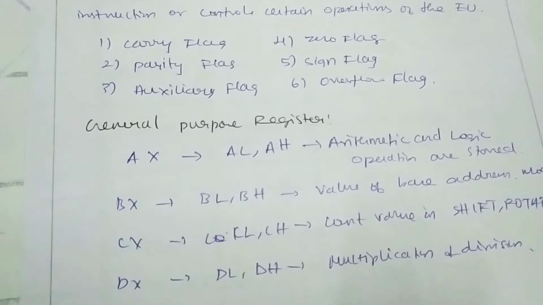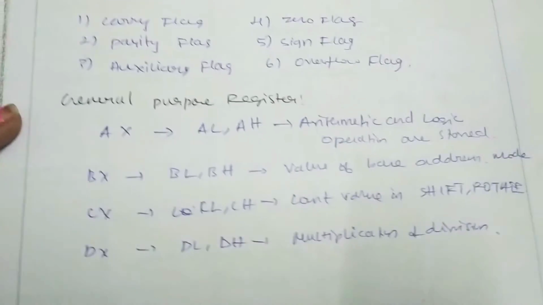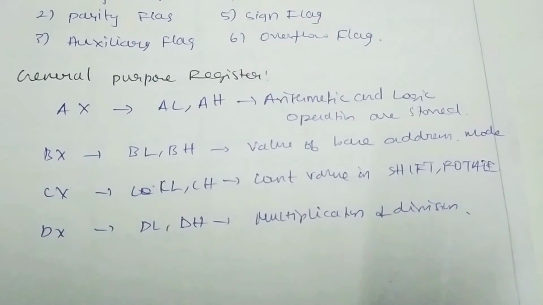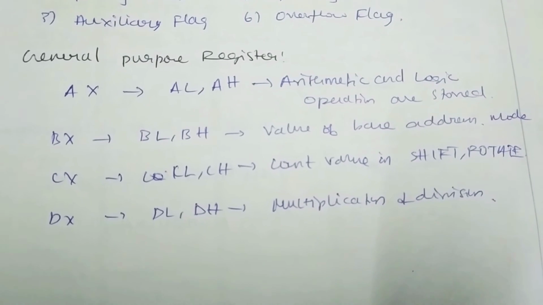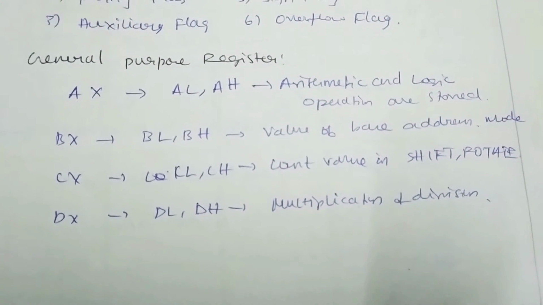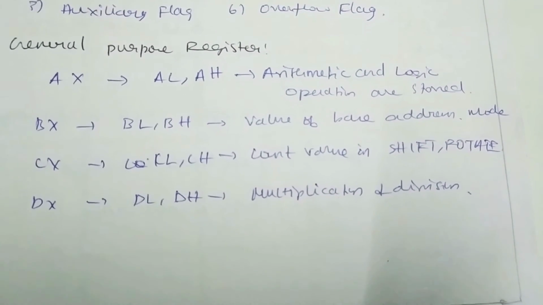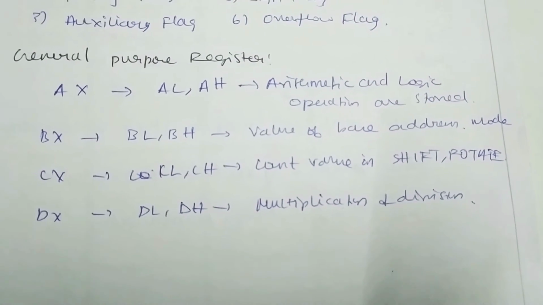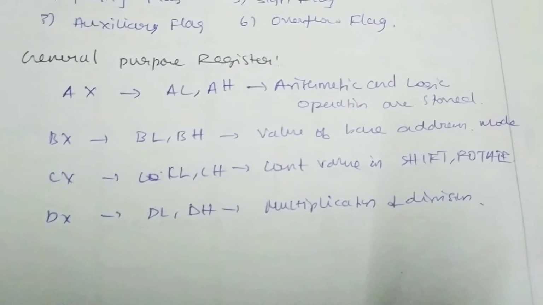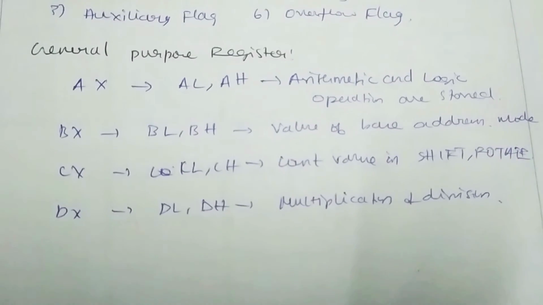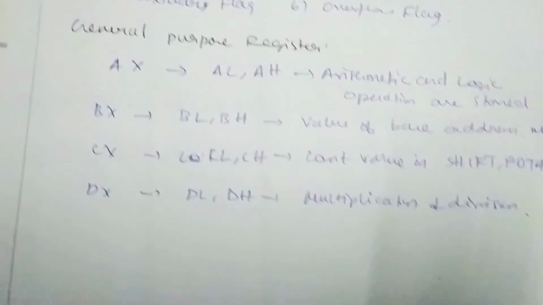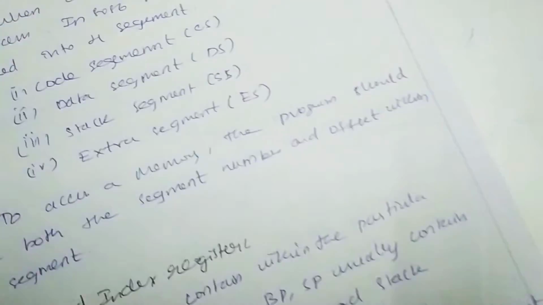Then the general purpose registers. In AX, arithmetic and logical operation results are stored. In BX, the value of the base address is stored. In CX, the counter value is stored. And in DX, the multiplication and division data is stored. Then we will see another process.